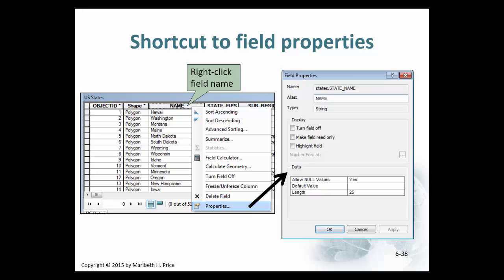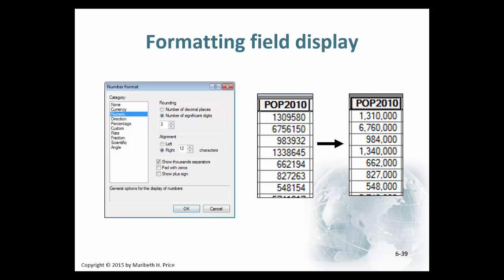In the table interface, you can right-click a field name and select Properties to view and adjust its properties. You can adjust the formats of the fields. Turning on the Show Thousand Separator in this case makes it easier to read and understand the numbers.